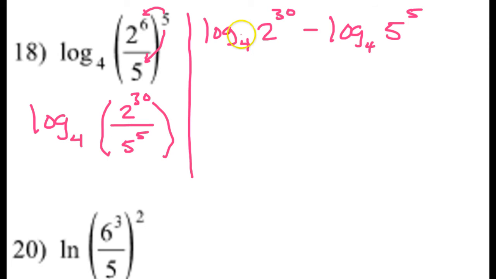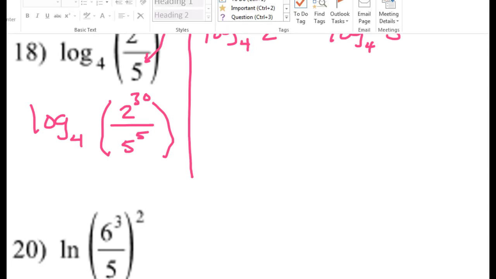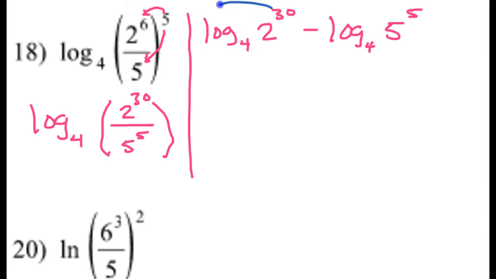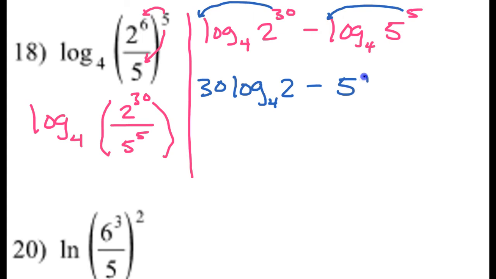And finally, we will use the power rule to take these exponents and move them to the front. So the final answer should be 30 log base 4 of 2 minus 5 log base 4 of 5.